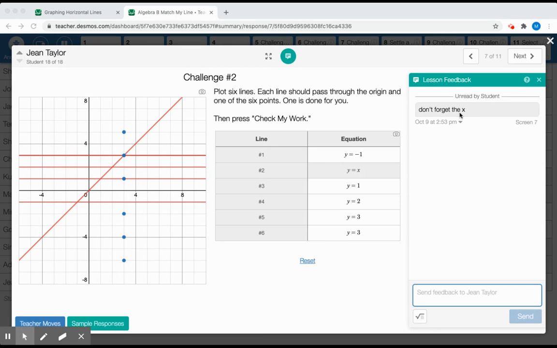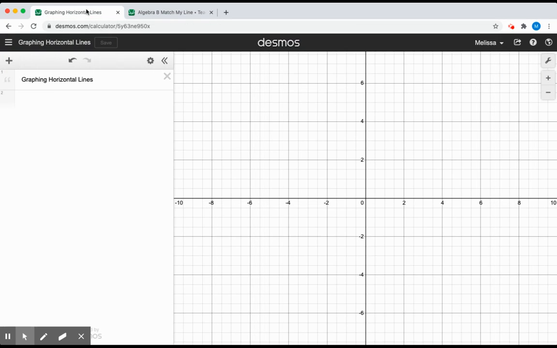And then some lesson feedback from me, don't forget the x. Our goal for today is to learn how to graph horizontal lines, and so we're going to dig into this. So what I want you to do is have a piece of paper out so you can take notes, and you're going to title that paper Graphing Horizontal Lines.